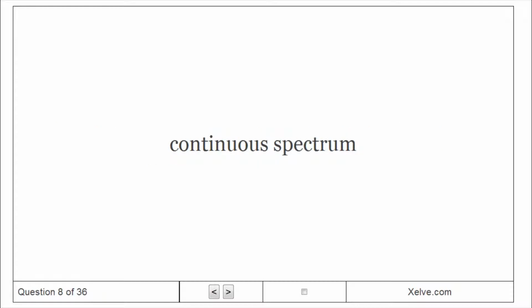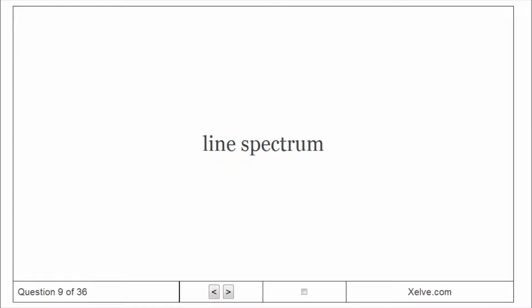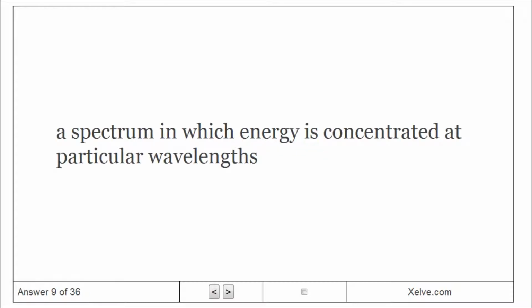Continuous spectrum. The emission of a continuous range of frequencies of electromagnetic radiation. Line spectrum. A spectrum in which energy is concentrated at particular wavelengths.